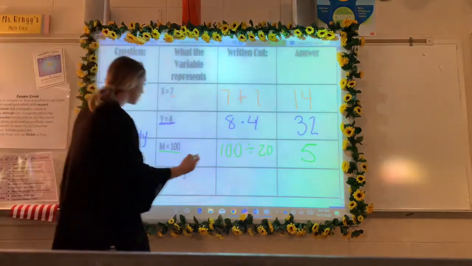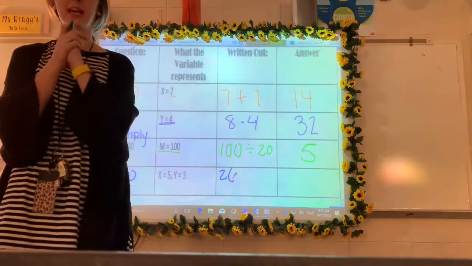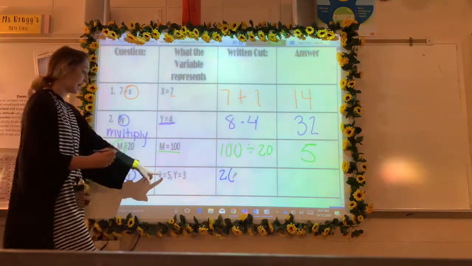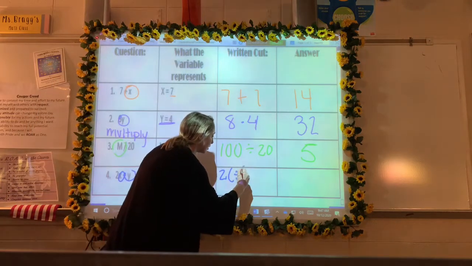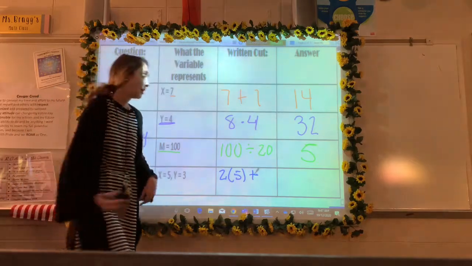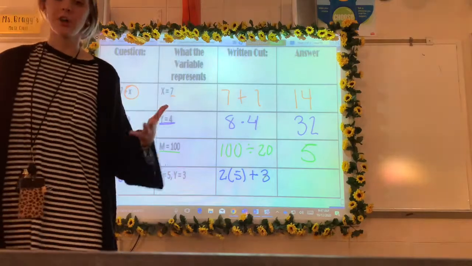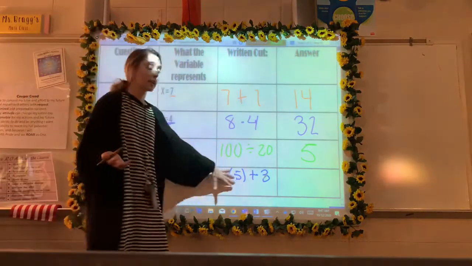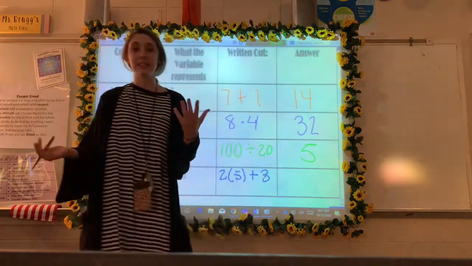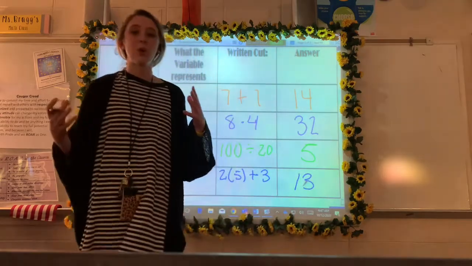Let's rewrite it. 2 times, because remember a number and a variable side by side means to multiply. So we're doing 2 times x, which is actually 2 times 5. And we're going to add, because it says to add, 3, because that is what y equals. Now we have to do our order of operations, so hopefully you know we do multiplication first. 2 times 5 gives us 10, and then we add the 3, and 10 plus 3 gives us 13.